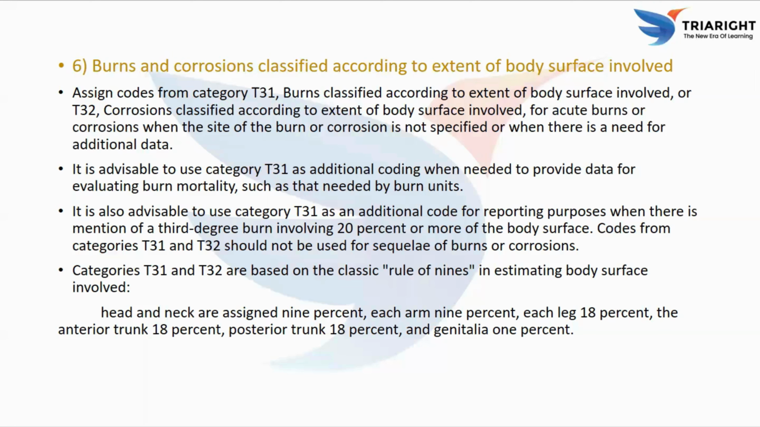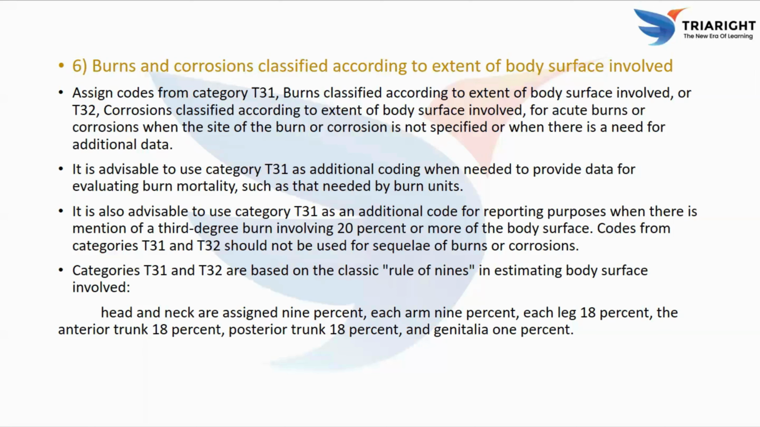So when to assign T31 and T32 codes? When the burn site is not specified, for example, the patient has 30% total body surface area burns, and there is no body site listed. And when additional data is needed, especially for the burn registries, trauma statistics and burn units. So what is the important thing here?